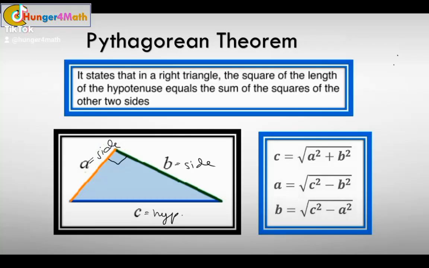For each letter, we have the formulas. C is equal to the square root of A squared plus B squared, which is for the hypotenuse. A is equal to the square root of C squared minus B squared for the side. And B is equal to the square root of C squared minus A squared.